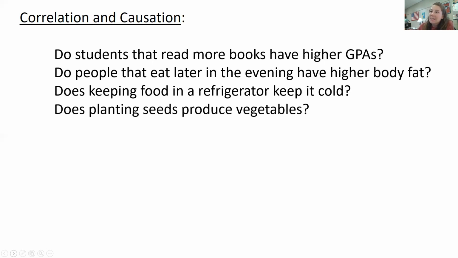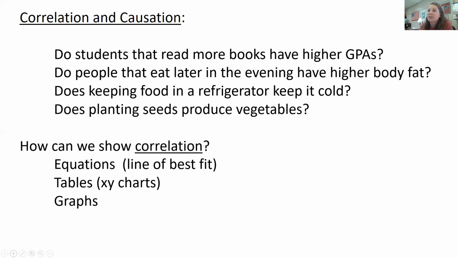Does planting seeds produce vegetables? Well, the more seeds you plant, the more vegetables you would get. So not only is that a definite positive correlation, it's been proven to be true. If you want to have vegetables, fruits, you need to plant seeds, right? Because getting produce to grow is caused from planting the correct seeds. So that would be more causation.